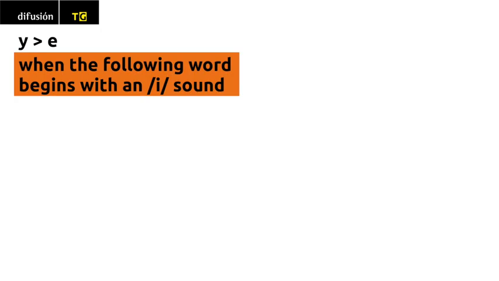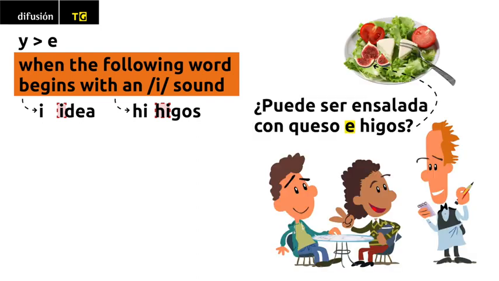Please note, e is used instead of y when the following word begins with an e sound, whether the word begins with the letter I as in idea or with the letters hi as in higos, which means figs. ¿Puede ser ensalada con queso e higos?